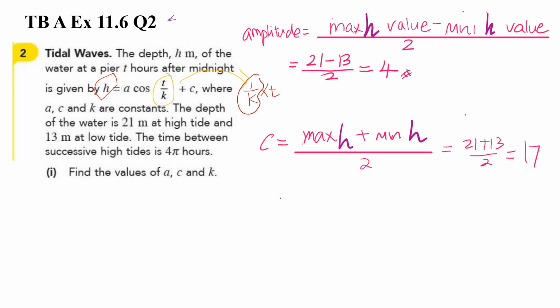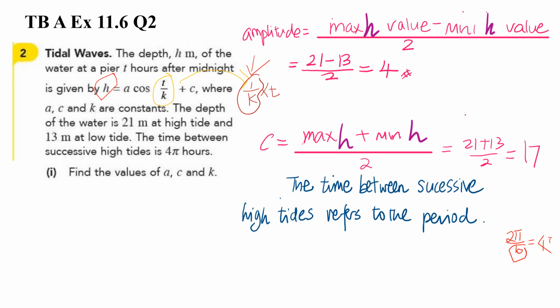Remember, when you sub into the formula 2 pi over B equals your period, which is 4 pi, this value B here is actually your K. It's actually 1 over K. Okay, the value B there is 1 over K. So let's do it. From there we can find your K to be 2.